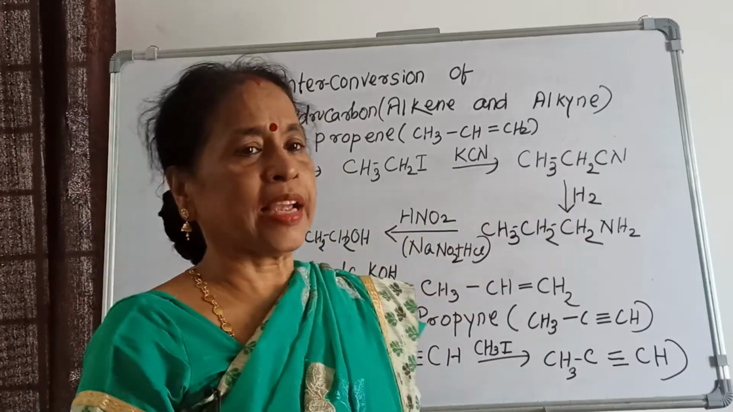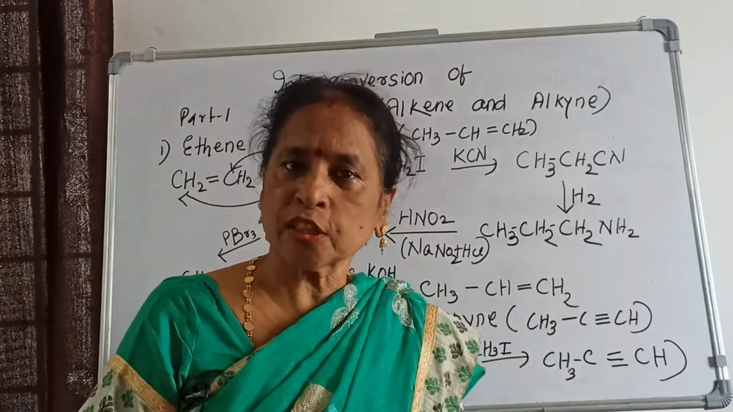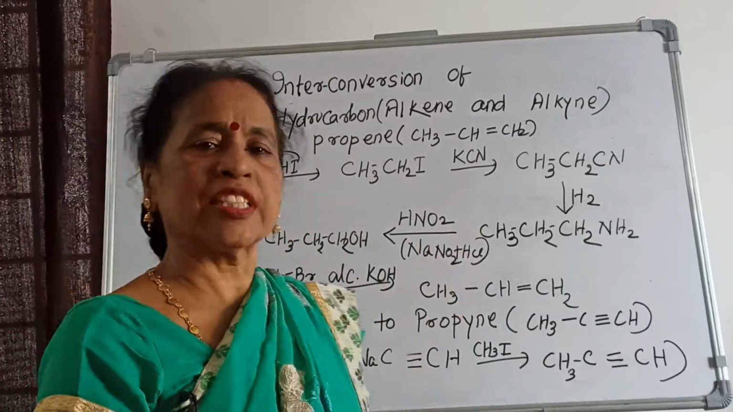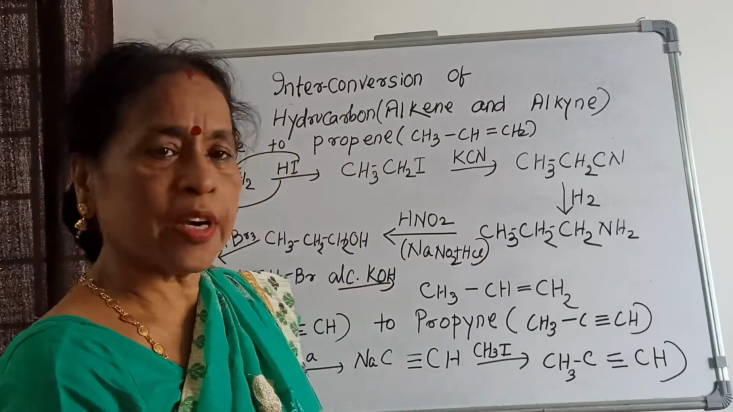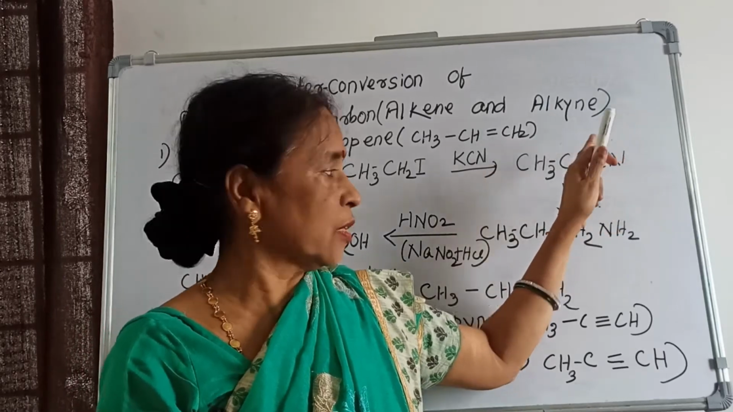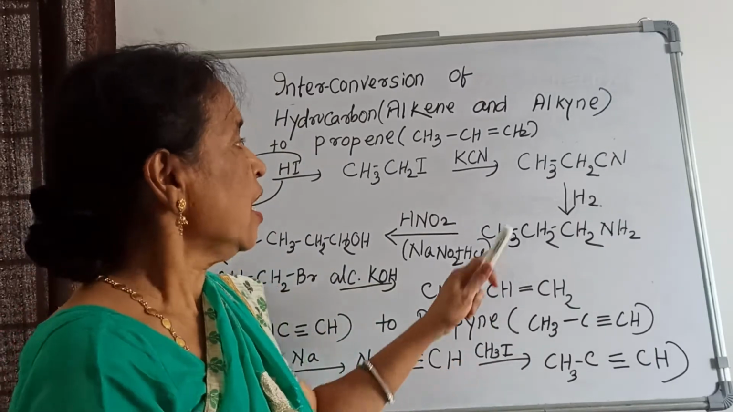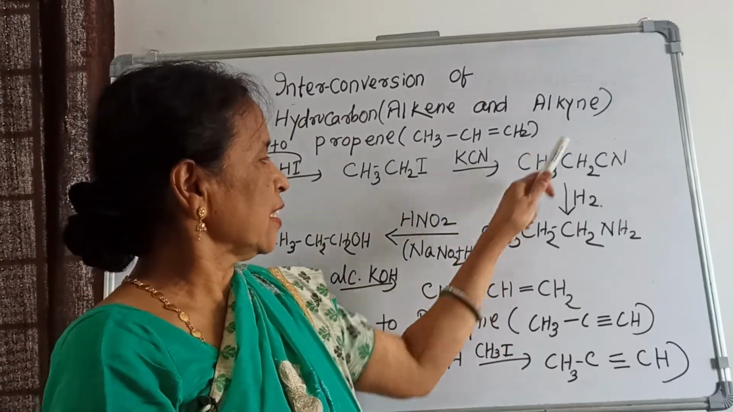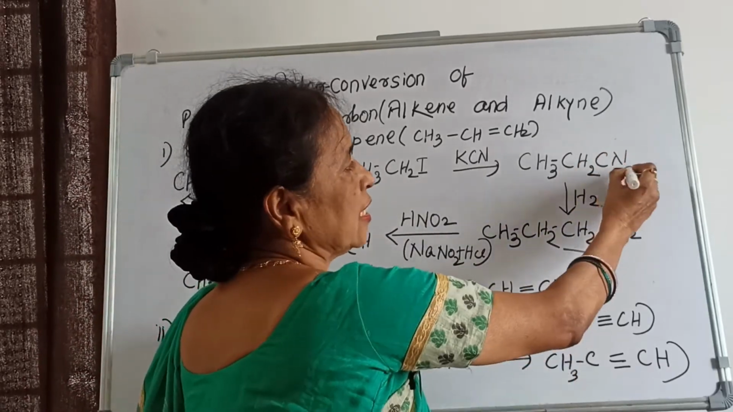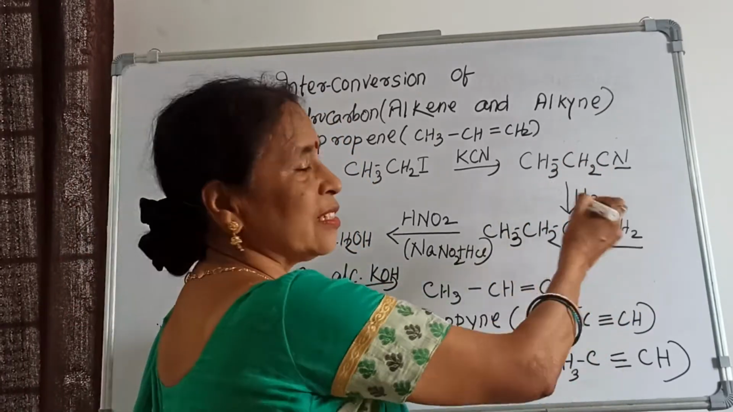So for ethyl cyanide, when hydrogen is added, that means reduction takes place, or you can say addition of hydrogen takes place. Then what happened? Out of 2 hydrogens, 1 comes to this carbon and 1 comes to this nitrogen. That is addition of hydrogen, or you can say reduction. Then what is the product? CH3CH2 as it is. Then this C changes to CH2 and this N changes to NH2.